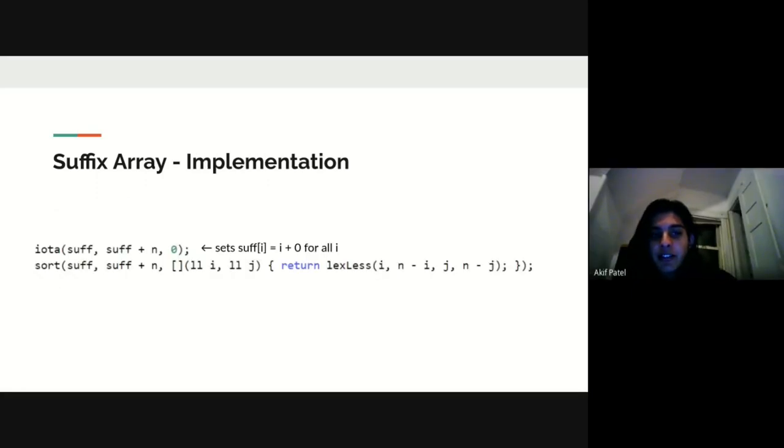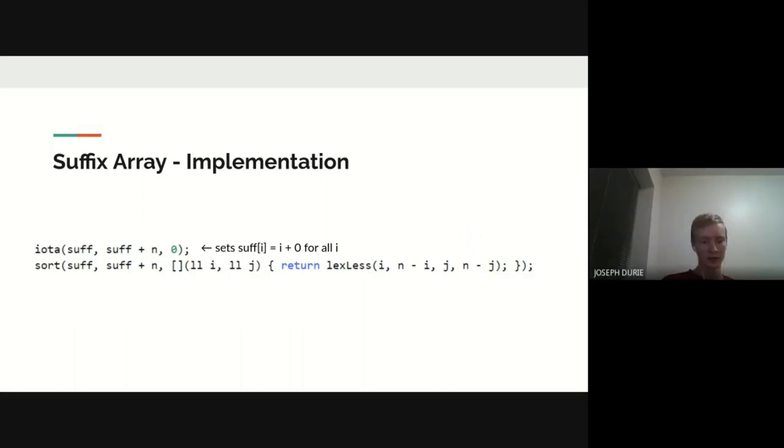And so the implementation is very easy here. Iota is built into C++, which just initializes everything to the current index. So just initialize 0 to n minus 1. And then we just sort the array, and we use this custom comparator given by a lambda, which uses our earlier problem's function, and it computes the lengths of the suffix.